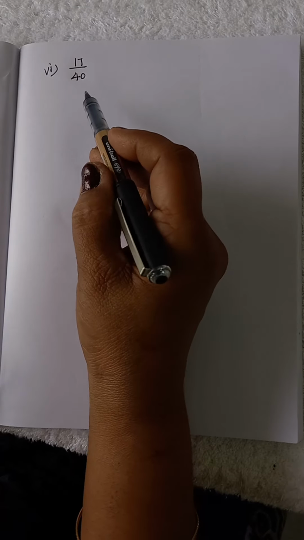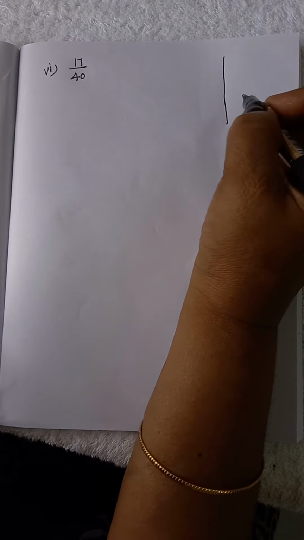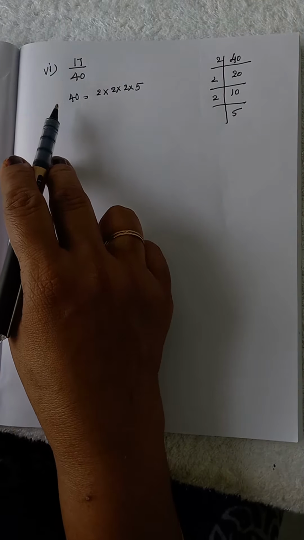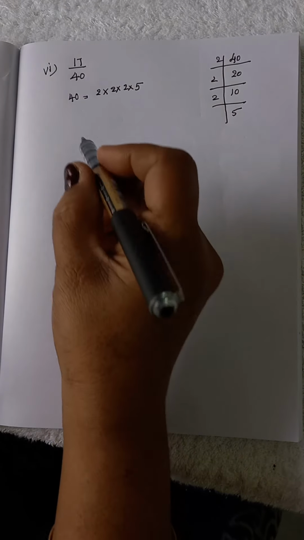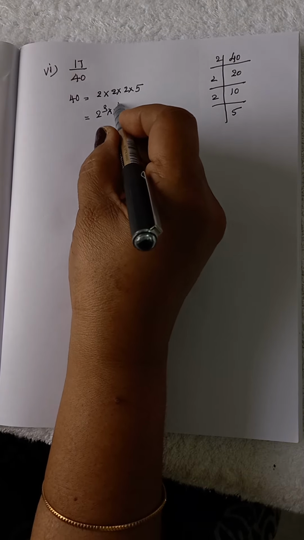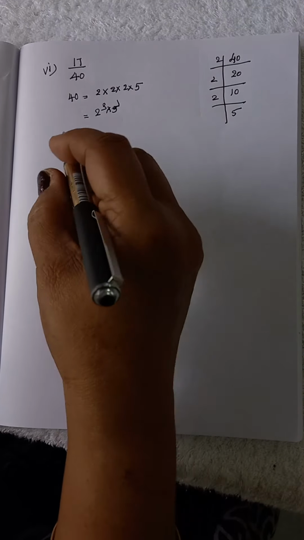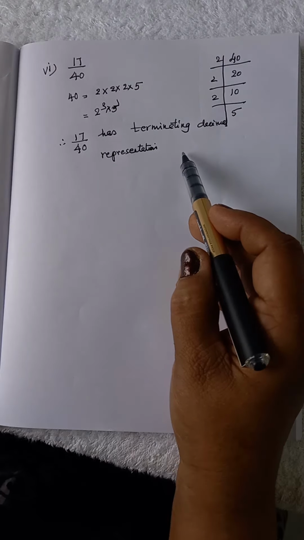Now the sixth question is 17 by 40. 40 can be factorized. So, the denominator of the rational number can be written as 2 into 2 into 2 into 5. So, this is equal to 2 raised to 3 into 5 raised to 1. So, this is in the form 2 raised to m into 5 raised to n. Therefore, 17 by 40 has terminating decimal representation.